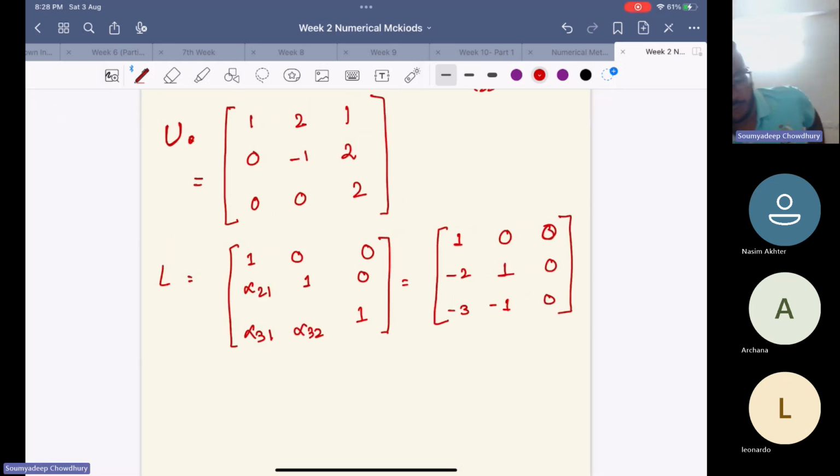You can just verify. If you multiply this L and U, you will get the original A matrix. Okay. So this is the procedure for obtaining the L and U matrices. Is this process clear? Decomposing the matrix into the lower triangular and the upper triangular matrix. Is it clear? Yes, it is clear.